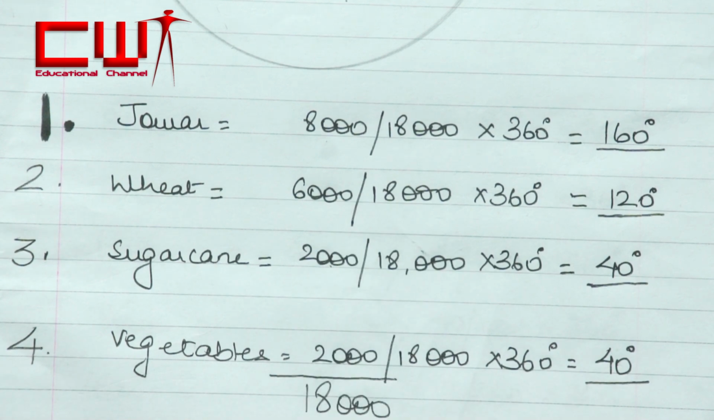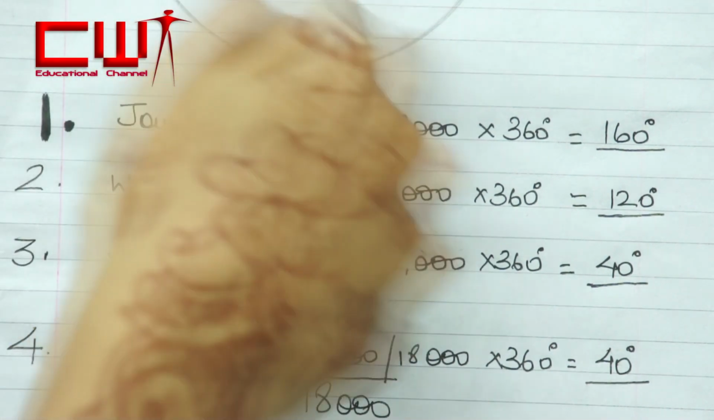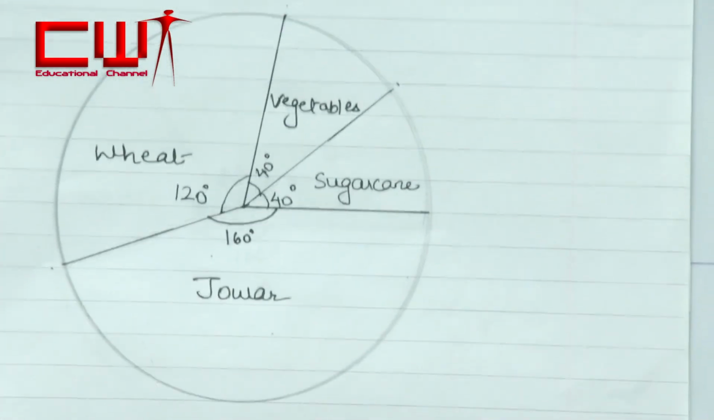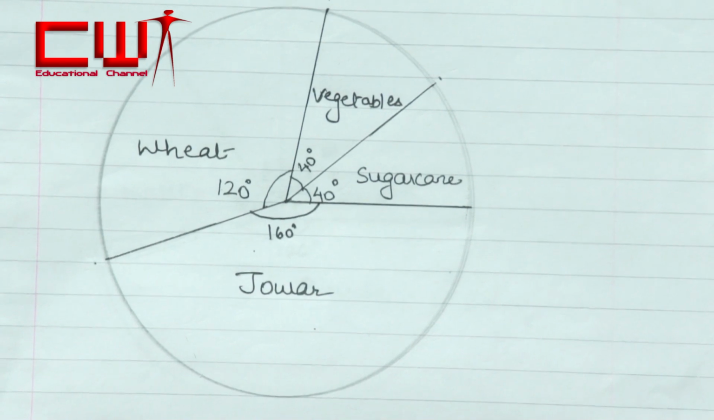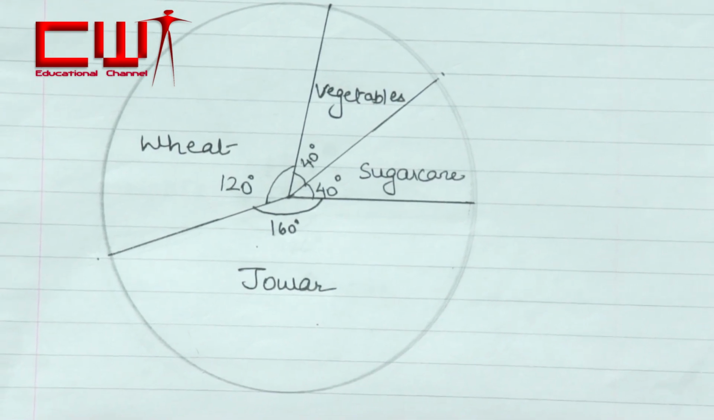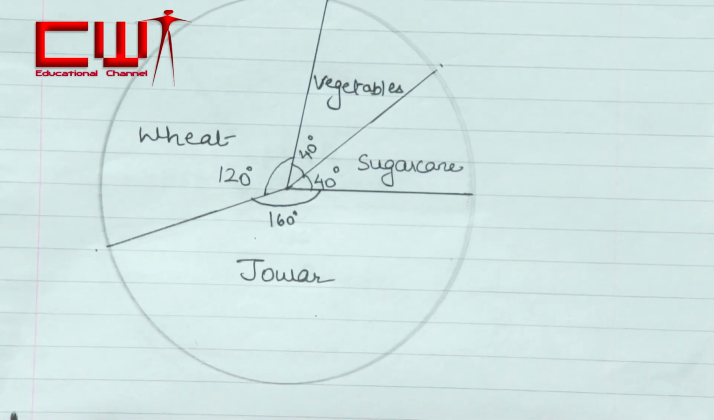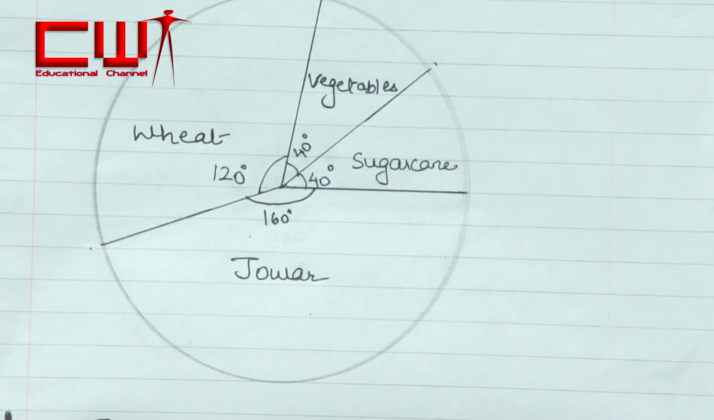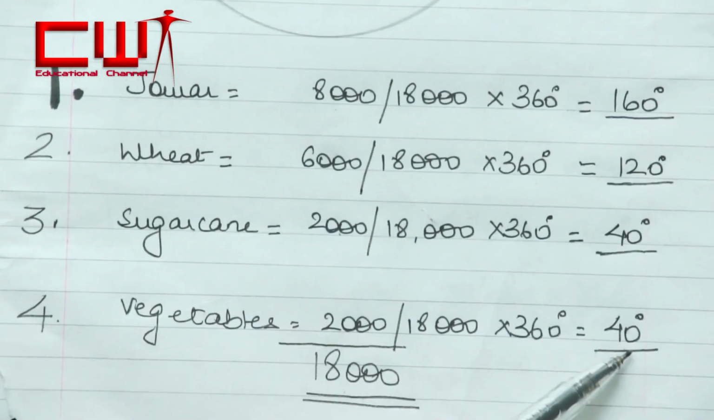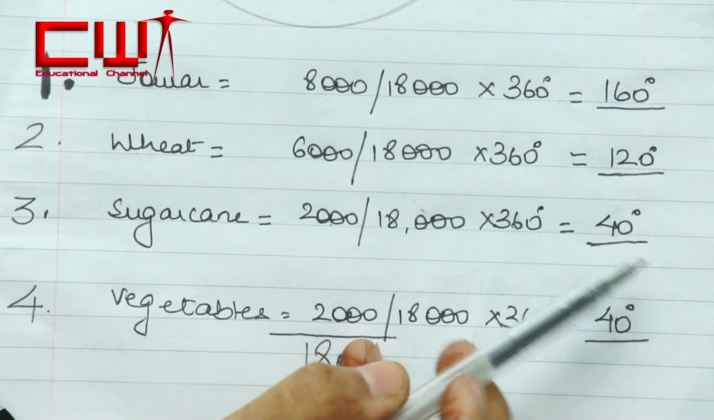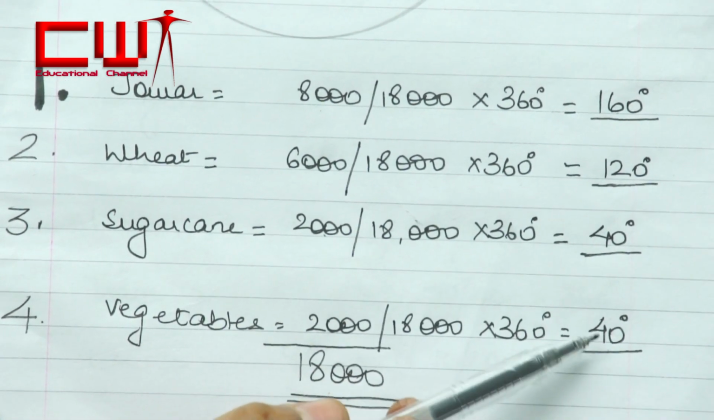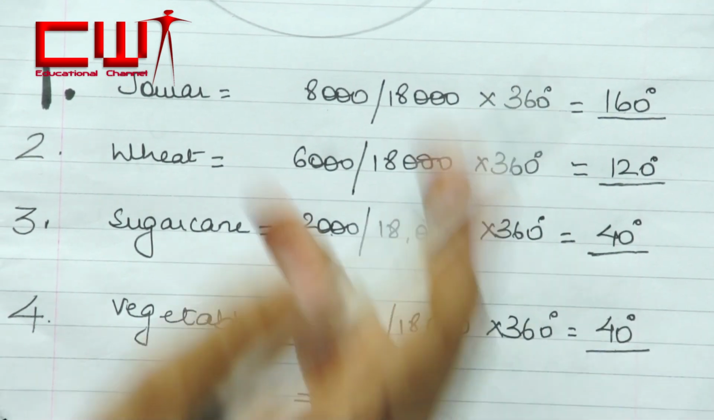Next thing you will do is put your rounder here and draw a clear circle, that is the pie form, right? Next, the second step: you will find which is the lowest degree. The lowest degree is 40 degrees and 40 degrees, then 120, then 160. So start making from the lowest. The least is the 40 degrees.